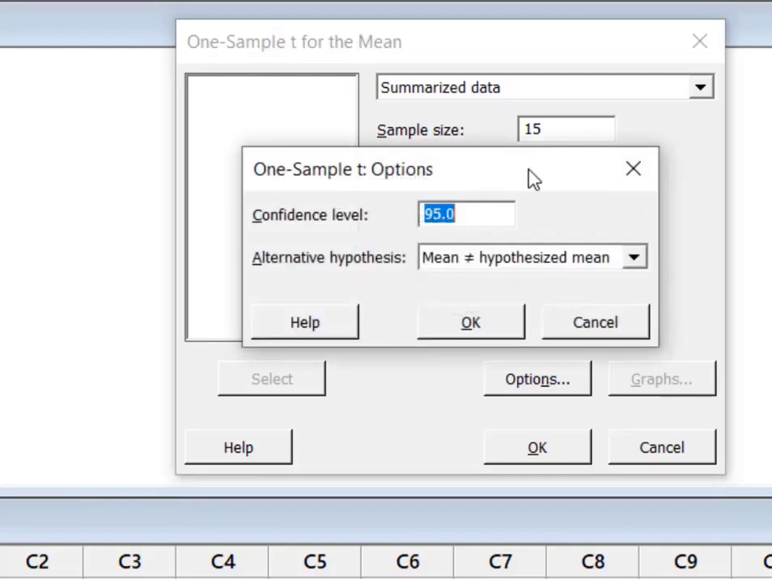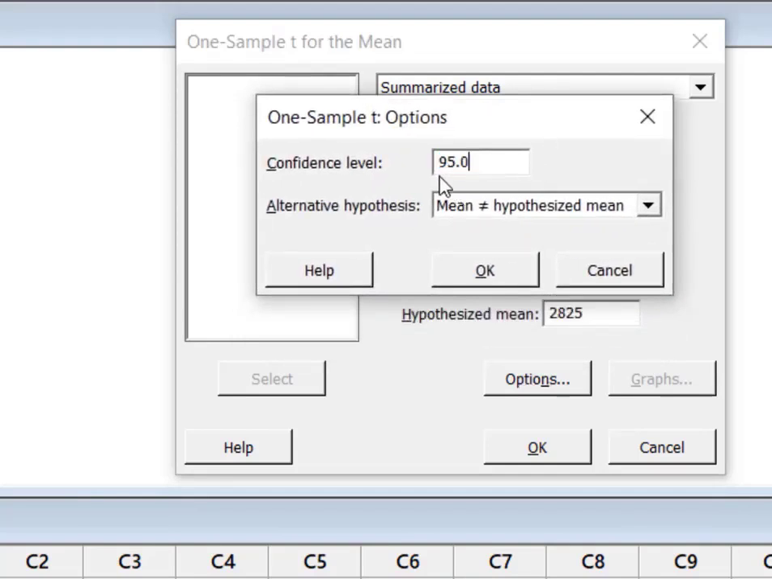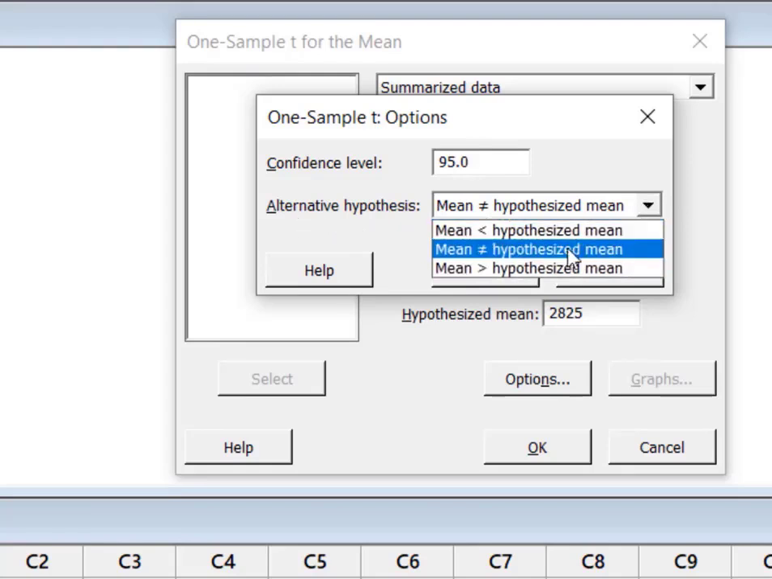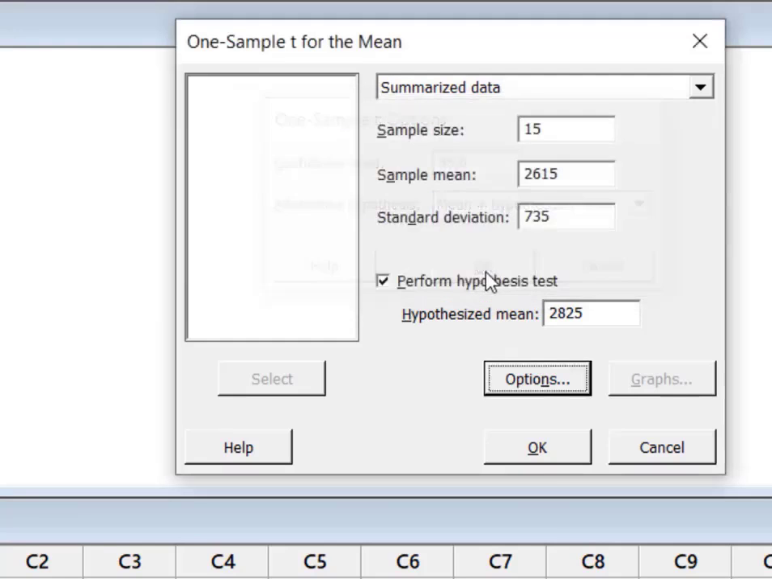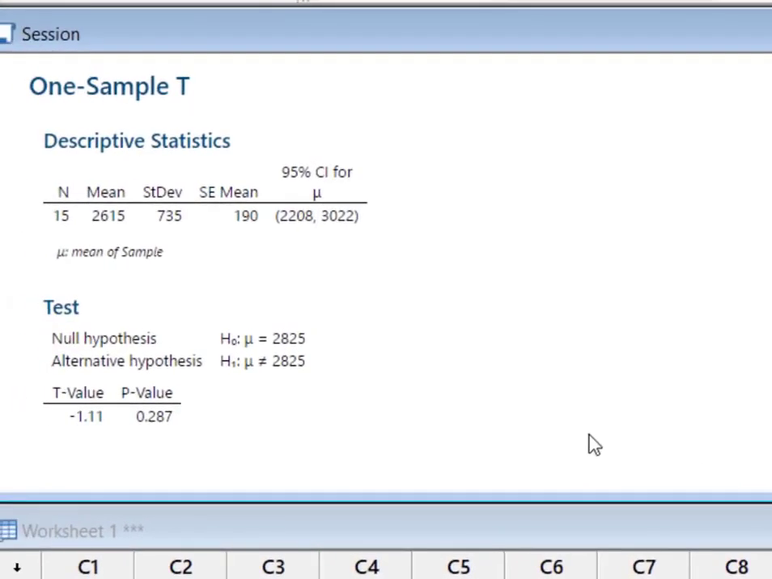Now in options, I need to go in and make sure I'm running at the right confidence level. 95 is correct. And my alternative hypothesis, remember here we select the direction of our alternative, and that was not equal to. I'm going to hit OK twice.